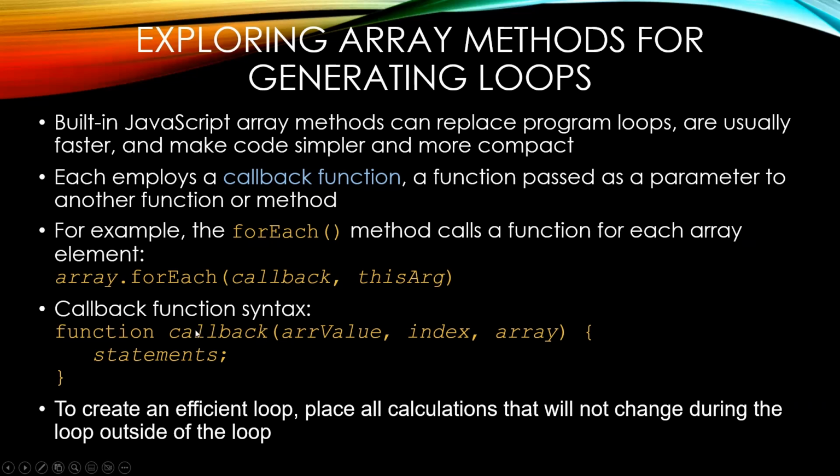Now my callback function is going to say function callback(array value, index, array). The biggest difference in being able to use this is the parameters that are being sent in this function. That's really the key of this. To create an efficient loop, place all the calculations that are not going to change during the loop outside of the loop. Again, you just want to put what's in the loop in the loop.